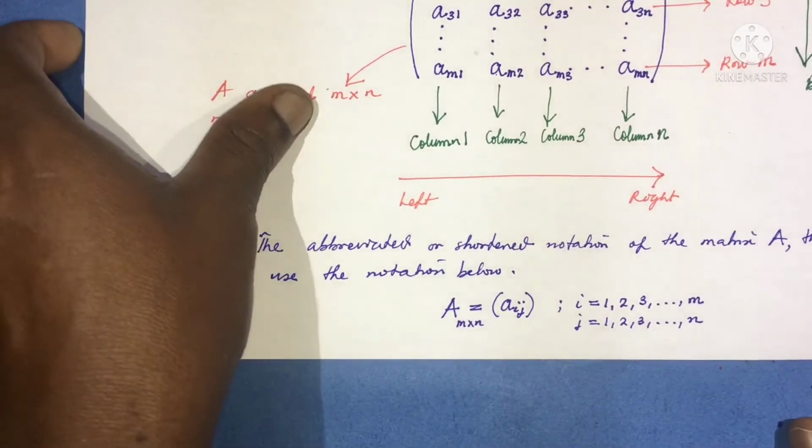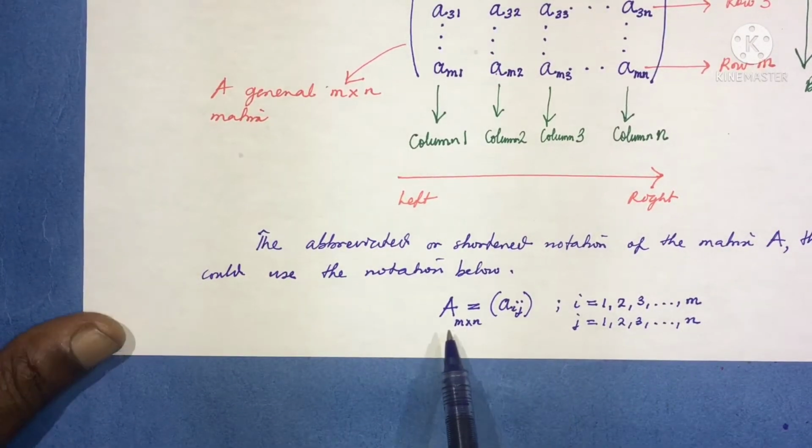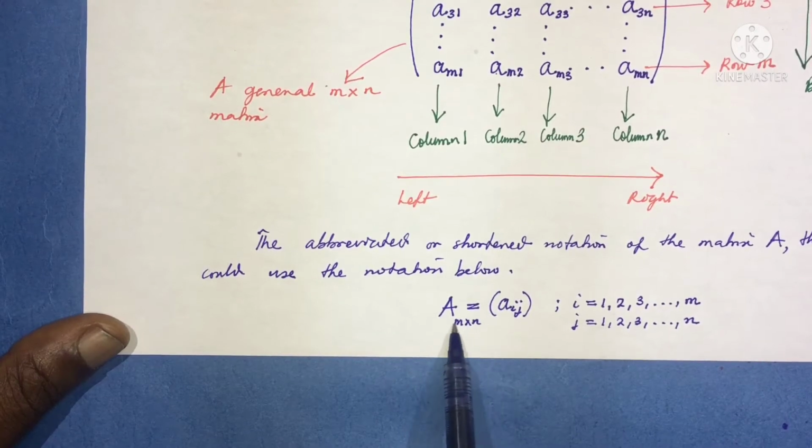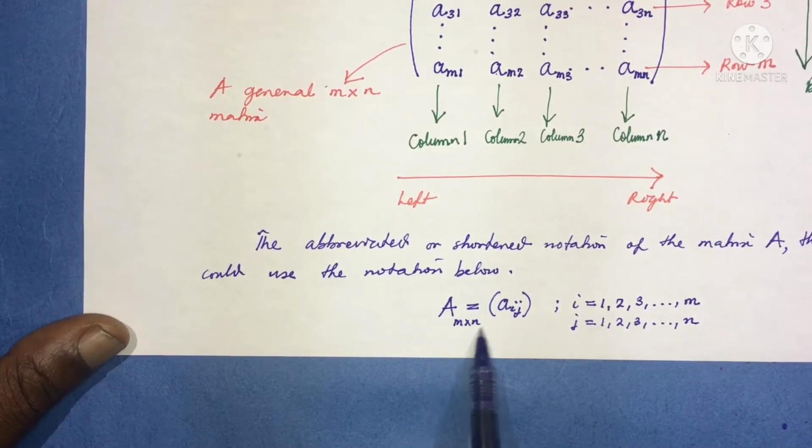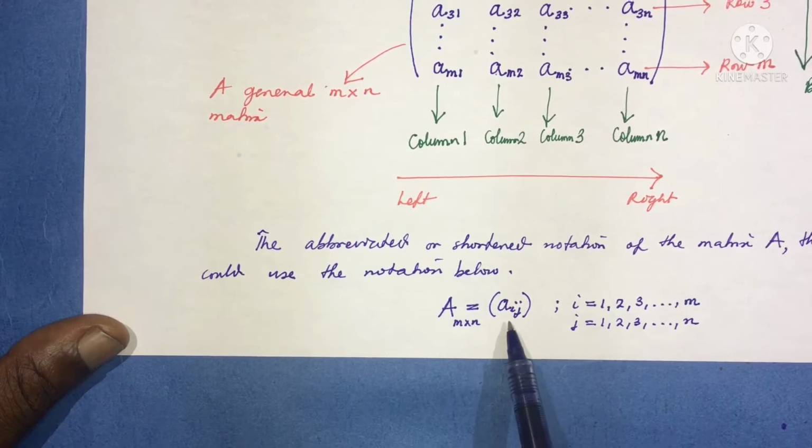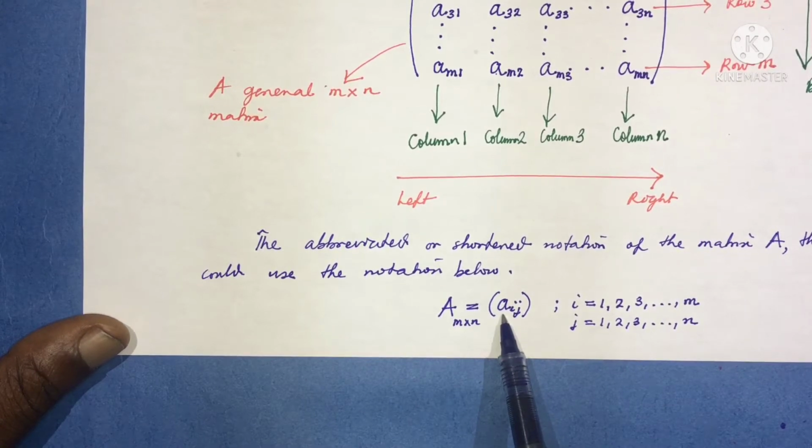Okay, now, so it is very simple to use. You write the matrix, you write its order as a subscript, then you put the bracket, and then inside the bracket you put the abstract element a_ij.